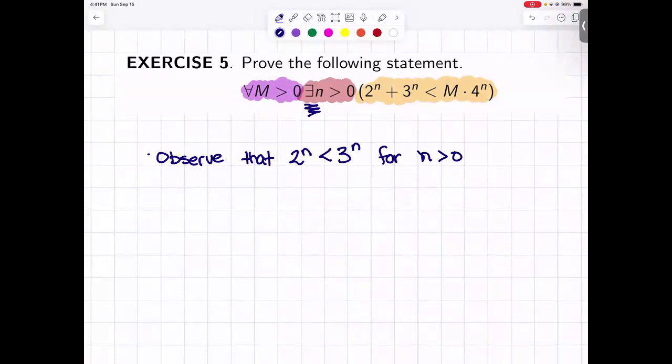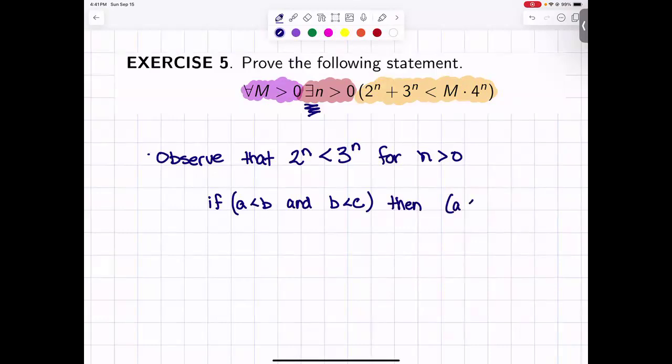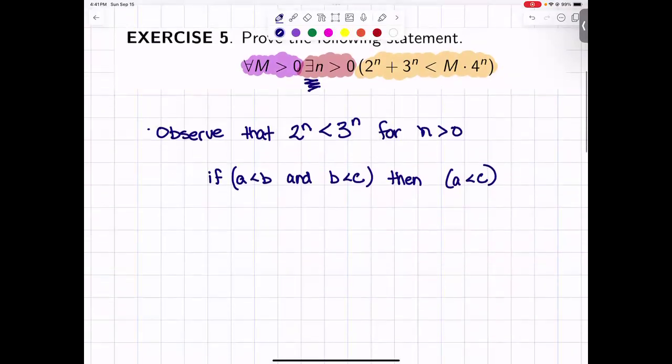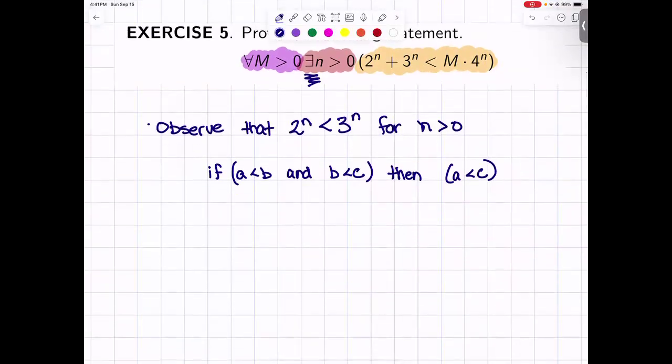Now we're going to use that rounding up trick, so that we can do some extra proof here. A reminder that if A is less than B and B is less than C, then A will be less than C. So since we're observing that 2^n is less than 3^n, we're also going to prove to ourselves that 2^n plus 3^n is going to be less than 3^n plus 3^n. And we can see that this is true.